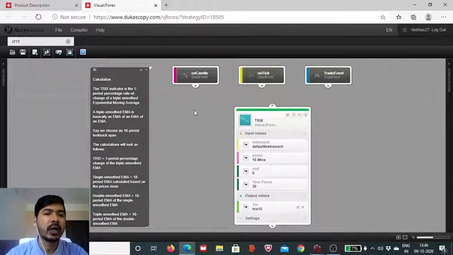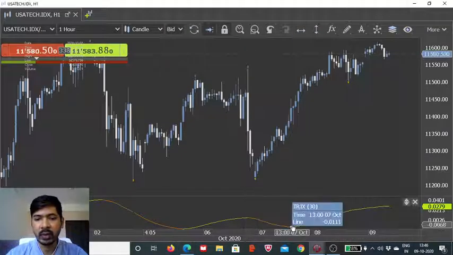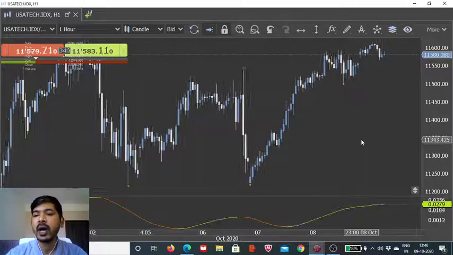But to give you a brief idea, it is actually the EMA of the EMA of the EMA. So you can say that we have to take the EMA thrice to arrive at this, and then we take the one period percentage rate of change of the triple smoothed exponential moving average. So we will see how this indicator functions by plotting it on the chart.